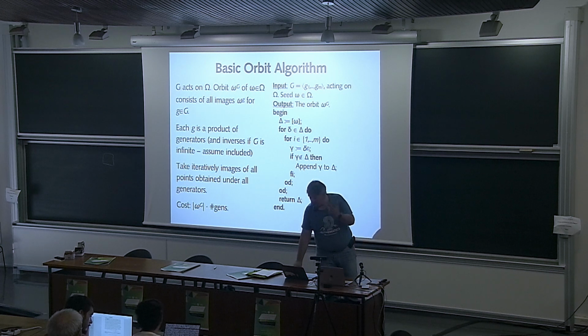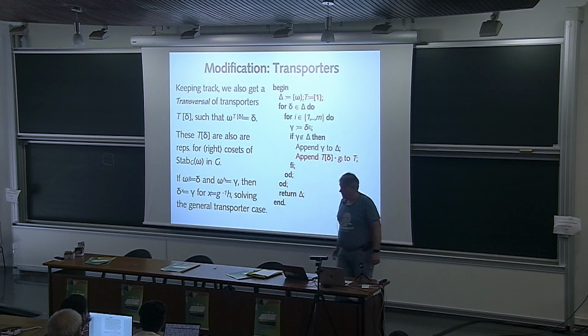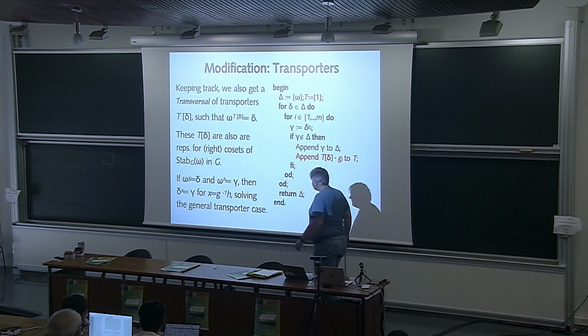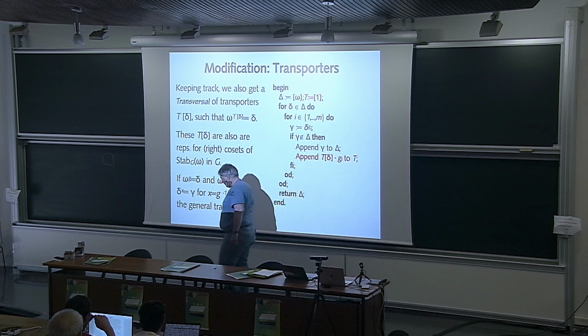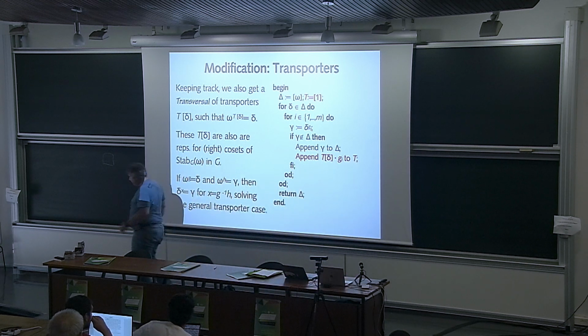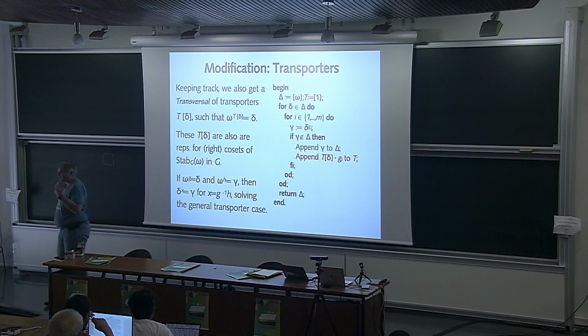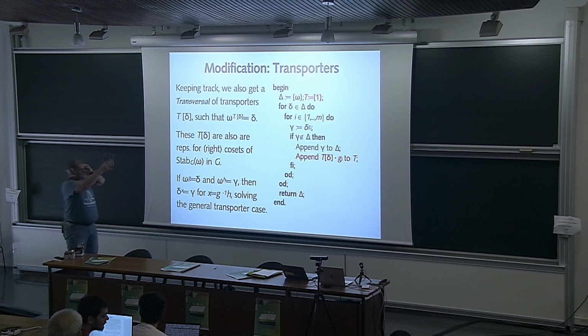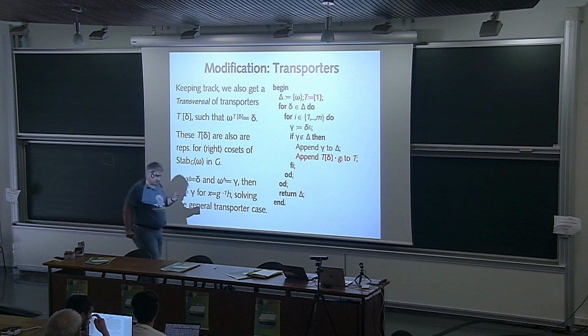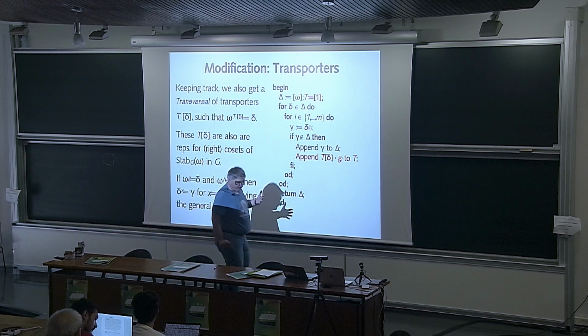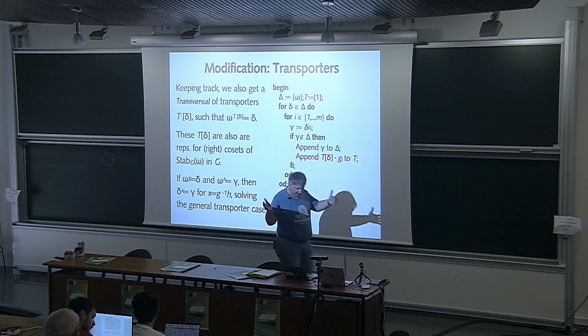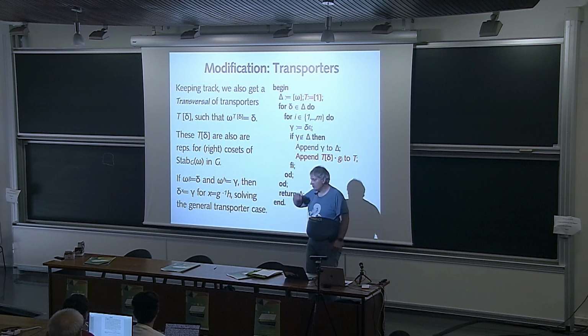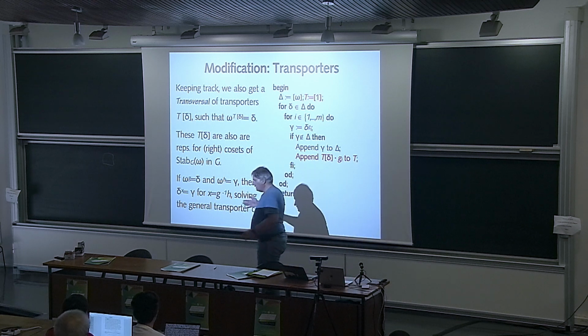So that's just calculating the orbit. But I might not want just the orbit. I might want, for example, the stabilizer, or I might want to find transporters. So let's first look at the question of transporter elements. And T can stand for transporter or for transversal, because what I will use is the fact that the elements of the orbit are in correspondence to cosets of the stabilizer.